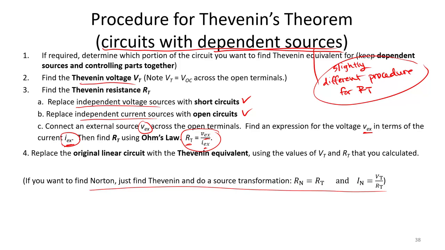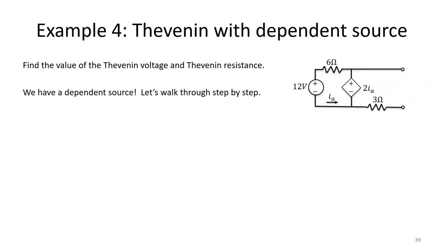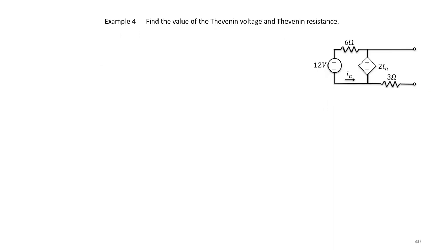Let's go ahead and give this a try. So here we have a Thevenin equivalent that we want to find, and in this case, we want to find the Thevenin equivalent of a circuit with a dependent source. Let's go ahead and see how we would do this. So remember, we can follow the same procedure as before for Thevenin voltage.